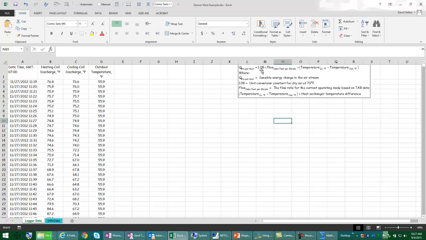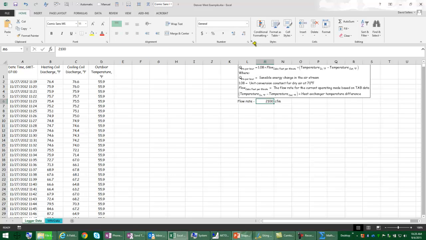Q in BTUs per hour is equal to 1.08 times the flow in cubic feet per minute times the temperature difference across the coil. If I wanted to calculate the load on this heating coil, I could use that equation now that I have the entering air temperature. I know the flow in the unit was steady, and it was a constant volume system. I'd have to go look it up, but it was in the range of 2,000 CFM. So I'm going to put 2,100 CFM. I believe that's about right.